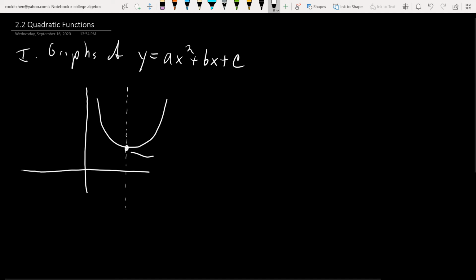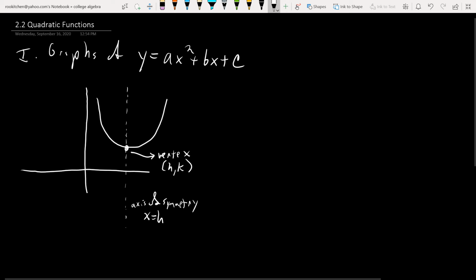Okay, so this point right here is the vertex, and usually we give the vertex the coordinate h comma k. Don't ask me why, but it just is that way. And again, this line right here, this dashed line, is the axis of symmetry. And it goes through the line x equals h. So the equation of the axis of symmetry is x equals h.